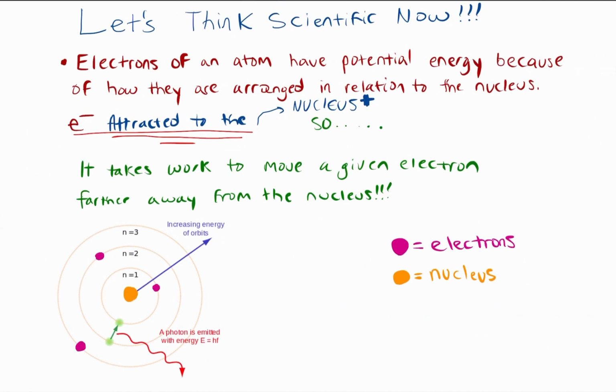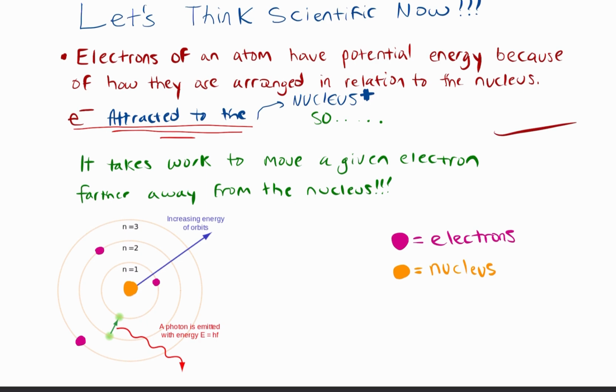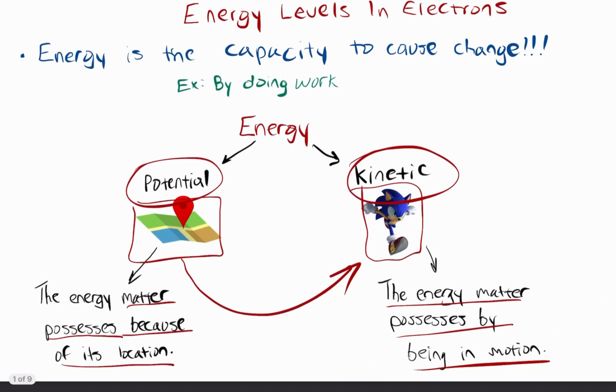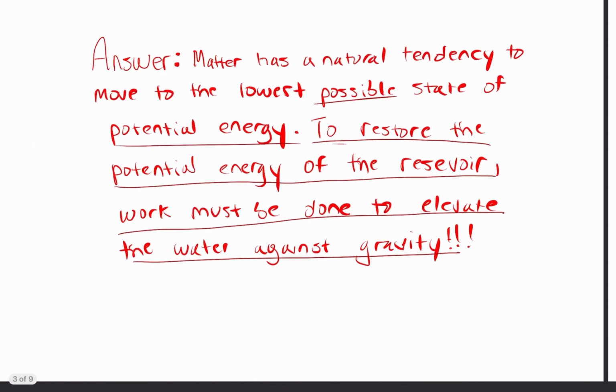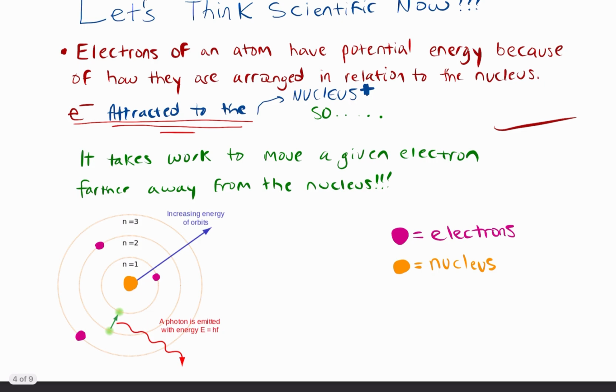Now we have the examples out of the way. Now you can really think about atoms and the actual electrons, right? So electrons of an atom have potential energy because of how they're arranged in relation to the nucleus, right? So again, if we go back to potential energy, we know that it's the energy matter possesses because of its location, right? So if we look at an electron, its energy is based on its location, right?